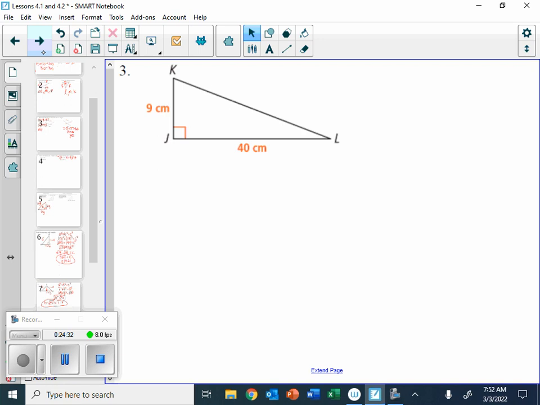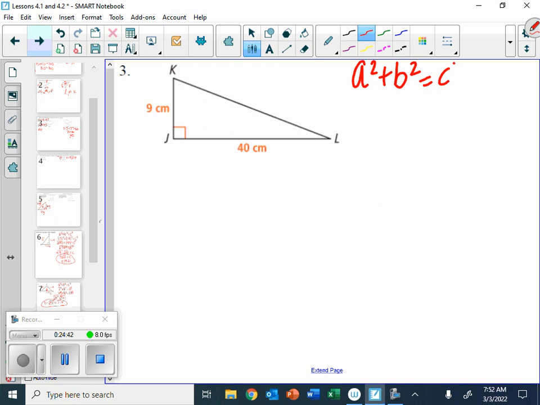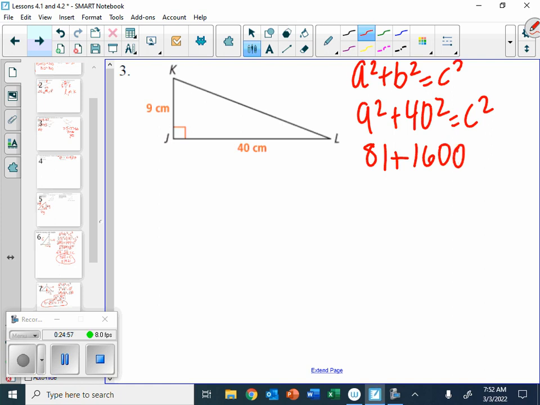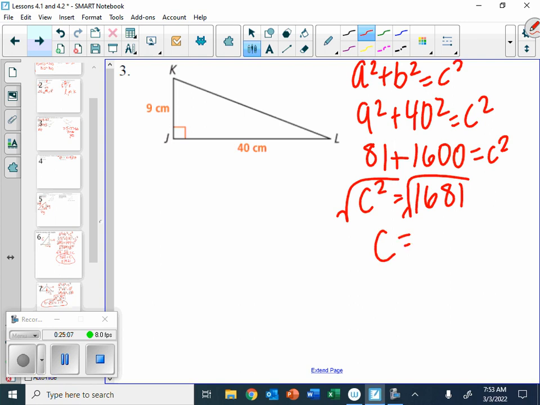Alright, what do we get for our answer? 41, good, 41, okay? So you're looking for C. So that means both sides can be A or B, doesn't matter. So 9 squared plus 40 squared is C squared. That's 81 plus 1600. So you get c squared is 1681, and then when you take the square root of that, that's actually a perfect square. It reduces to 41.